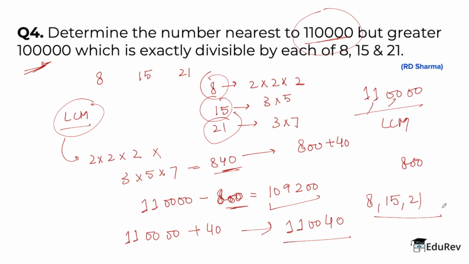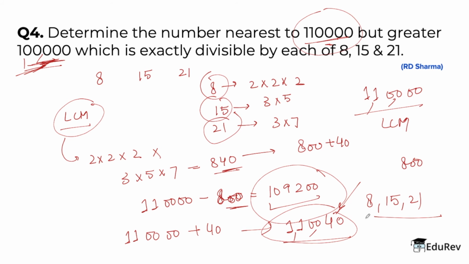Correct? So hence, both of these numbers are greater than this number, that is my 1 lakh. But we need to figure out which one is closer to this number. So the number which is closer is the second number, that is 1,10,040. So this number is closer to that number. So this is the number which we are going to report.